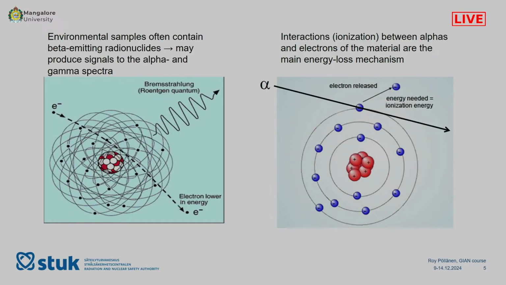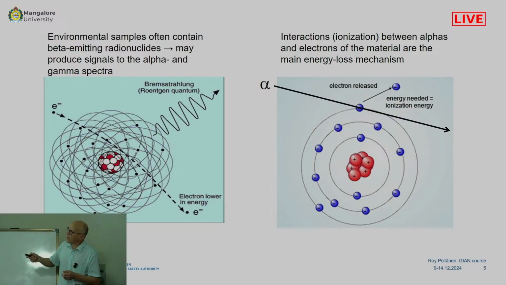All right. So you have to understand that especially environmental samples often contain beta-emitting radionuclides, which means that these betas may cause signals in the gamma spectrum and also in the alpha spectrum. You have to understand that too. In this case, Bremsstrahlung happens, and the electron loses a little bit of energy.